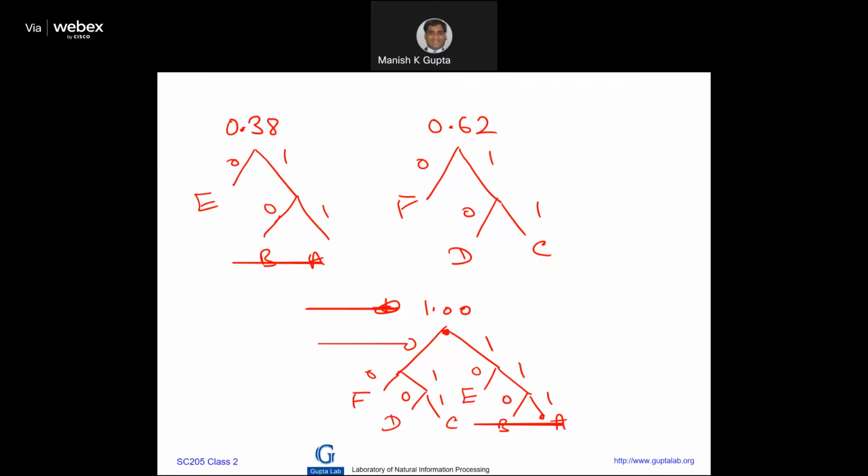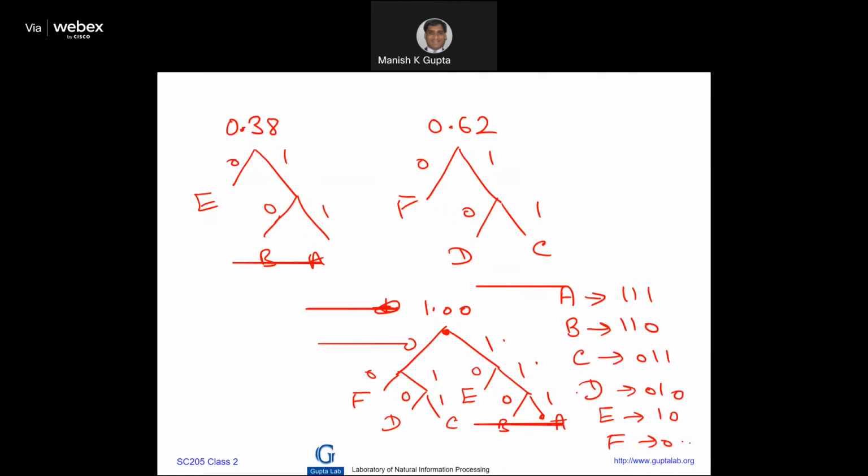So basically now I can read what is the encoding for A. Encoding for A is what? 1, 1, 1, right? Encoding for B is 1, 1, 0. Encoding for C is 0, 1, 1. Encoding for D is 0, 1, 0. Encoding for E is 1, 0. And encoding for F is 0, 0. So we are able to find these encodings for the letters.